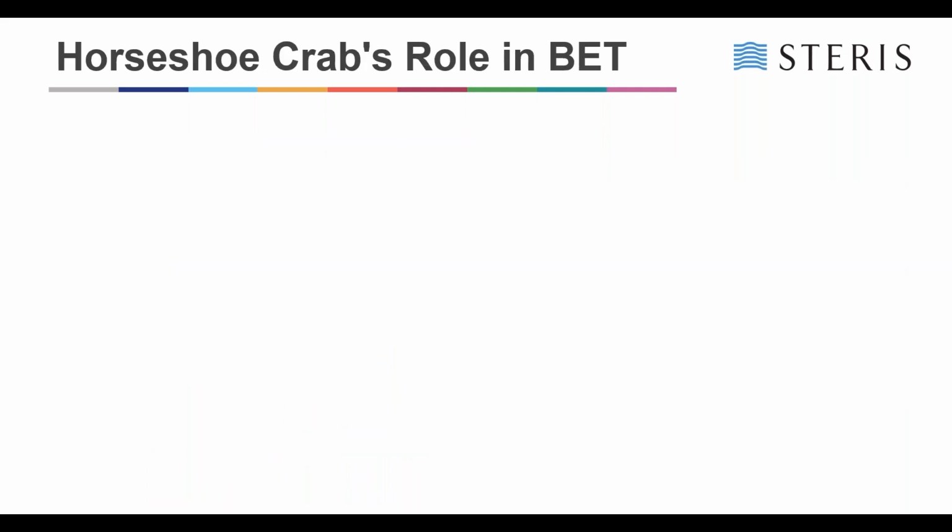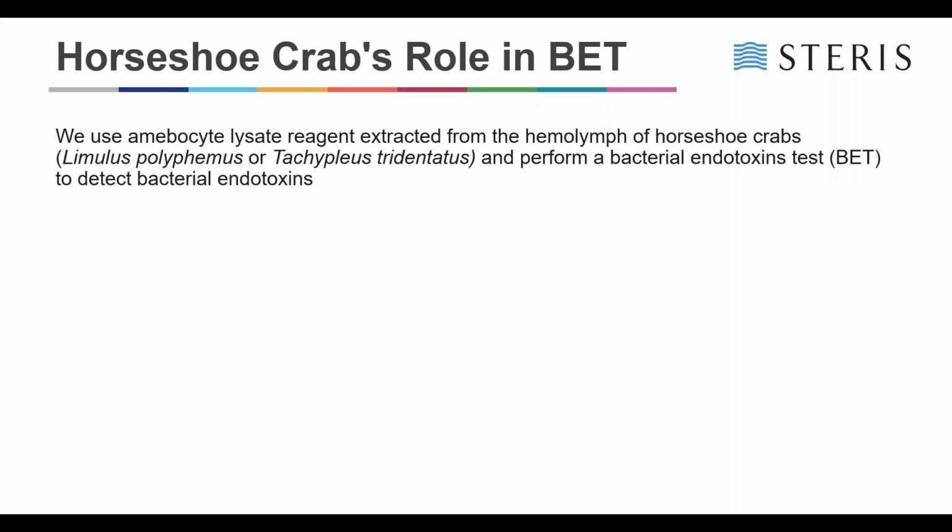So the next thing that we want to cover is the horseshoe crab's role in bacterial endotoxin. Before the horseshoe crab, we had other test systems, animal test systems they would use for bacterial endotoxin. But in this one, we're using an extract from the horseshoe crab. It's the blood itself, an extract from the blood itself that is getting our LAL reagent.